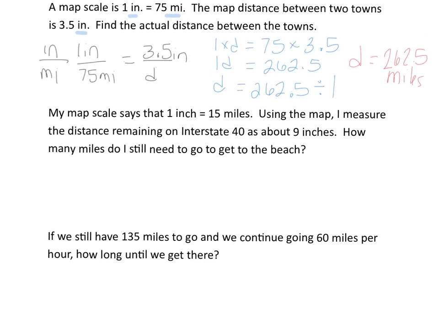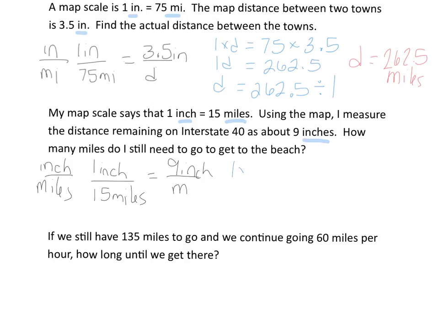The next problem. My map scale says that 1 inch is equal to 15 miles. Using the map, I measure the distance remaining on Interstate 40 as about 9 inches. How many miles do I still need to go to get to the beach? Once again, we are comparing inches to miles. So we're told that 1 inch is equal to 15 miles. And we are told that the remaining distance we have to go is 9 inches. And we're wondering how many more miles do we have to go.